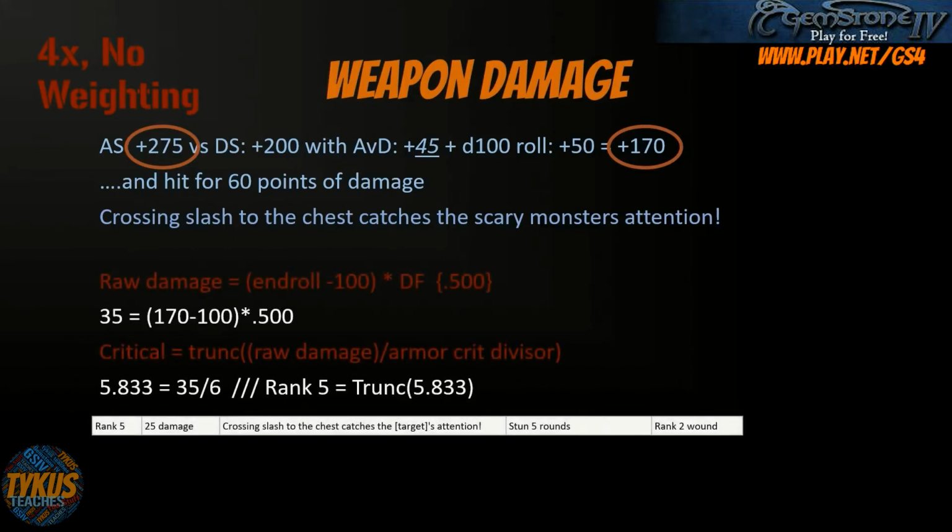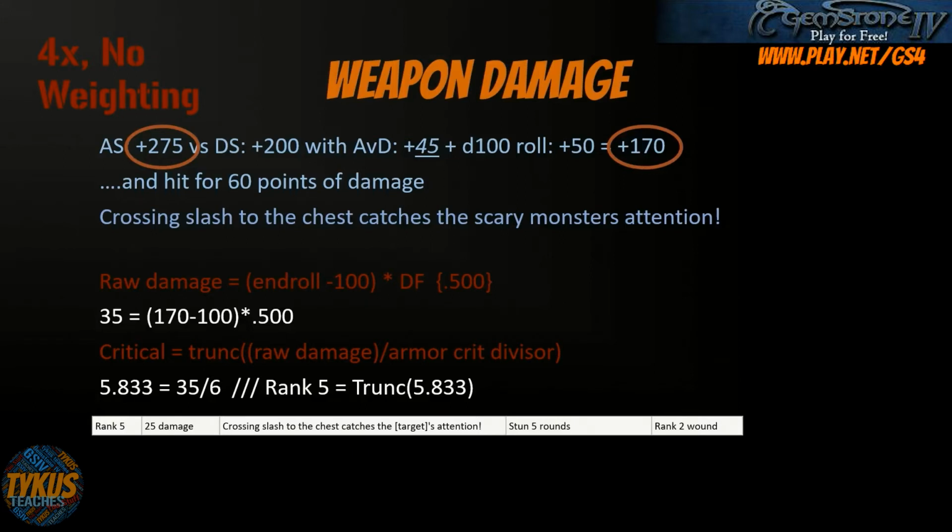Here is our formula. Our raw damage is still our end roll of 170 minus 100, so that is 70, multiplied by 0.500, our damage factor. That gives us an overall raw damage of 35. When we determine our critical rank, we take our raw damage of 35, divide it by our armor crit divisor of 6, which gives us a value of 5.833. We then truncate that and determine we have a rank 5 critical.